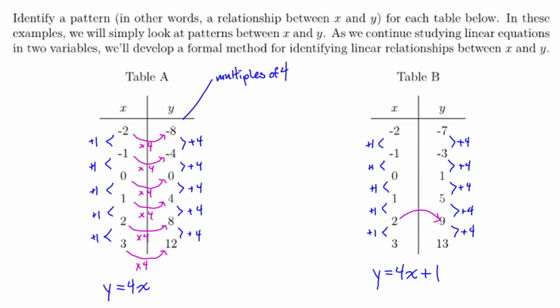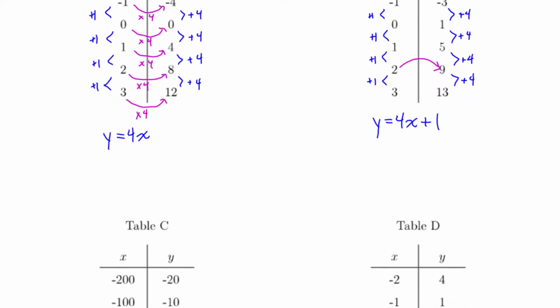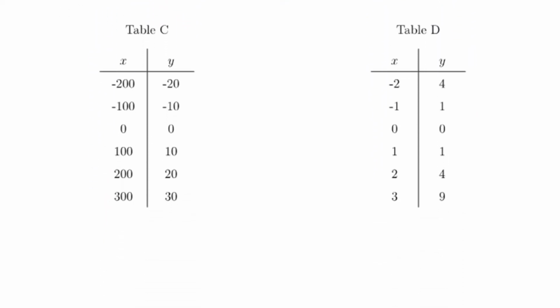Let's now continue on to our next two examples, where we have table C and table D. In table C, these x values are a little bit different. So instead of having -2 through 3 like I have in the last couple of examples, I have -200, -100, 0, 100, 200, and 300 in that table. Then if I look at the y column, I have -20, -10, 0, 10, 20, and 30.